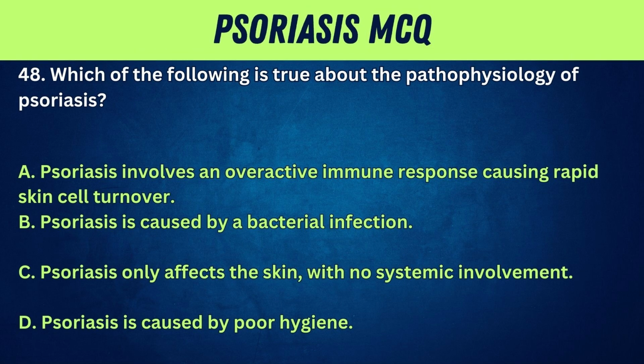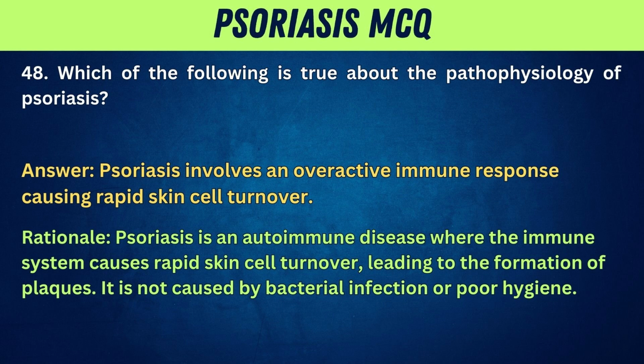48. Which of the following is true about the pathophysiology of psoriasis? A. Psoriasis involves an overactive immune response causing rapid skin cell turnover. B. Psoriasis is caused by a bacterial infection. C. Psoriasis only affects the skin, with no systemic involvement. D. Psoriasis is caused by poor hygiene. Answer: psoriasis involves an overactive immune response causing rapid skin cell turnover. Rationale: psoriasis is an autoimmune disease where the immune system causes rapid skin cell turnover, leading to the formation of plaques. It is not caused by bacterial infection or poor hygiene.